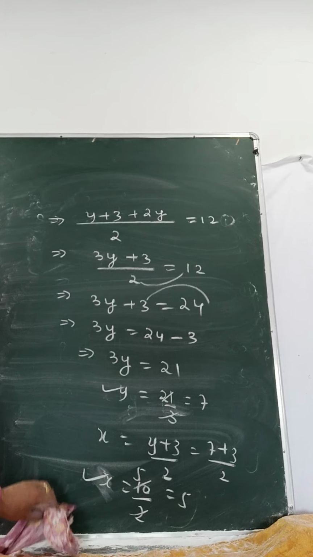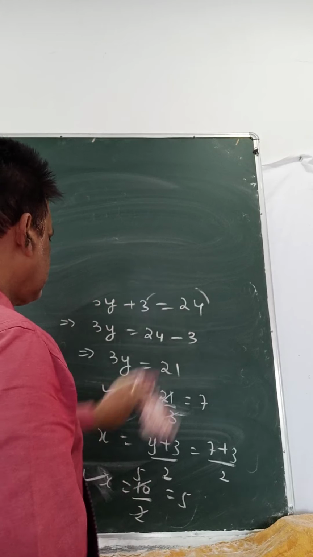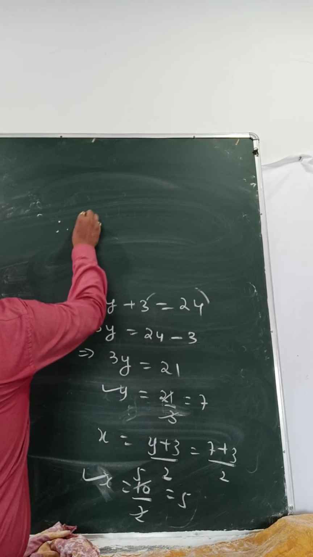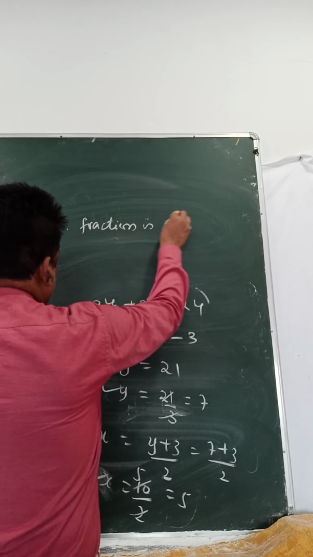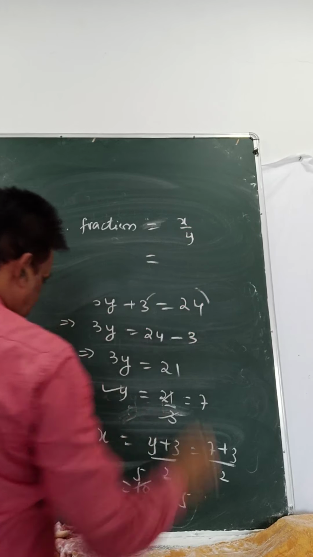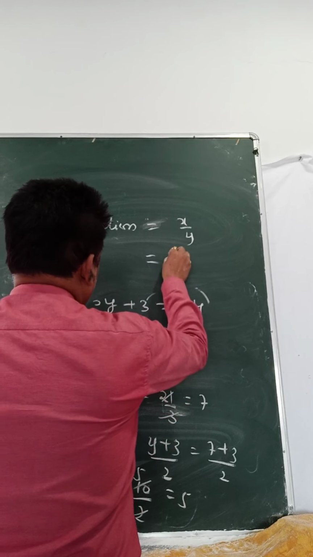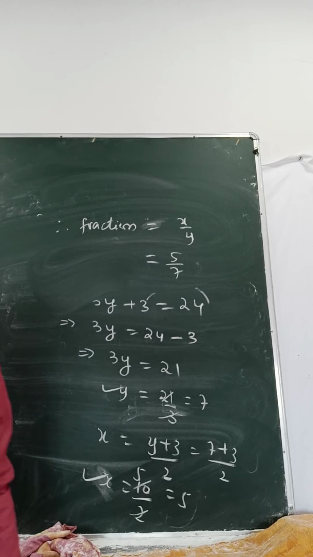What is your question? Find the fraction. You will find out the fraction here. Therefore, the fraction is equal to x upon y. So x means 5 by 7. This is one question.